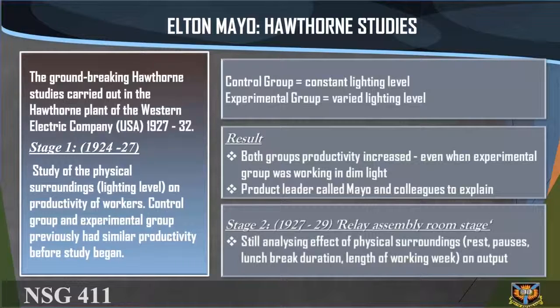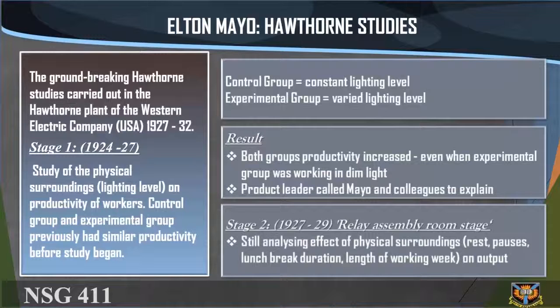Control group equals constant lighting level. Experimental group equals varied lighting level. Results: both groups' productivity increased even when the experimental group was working in dim light. The production leader called Mayo and colleagues to explain.